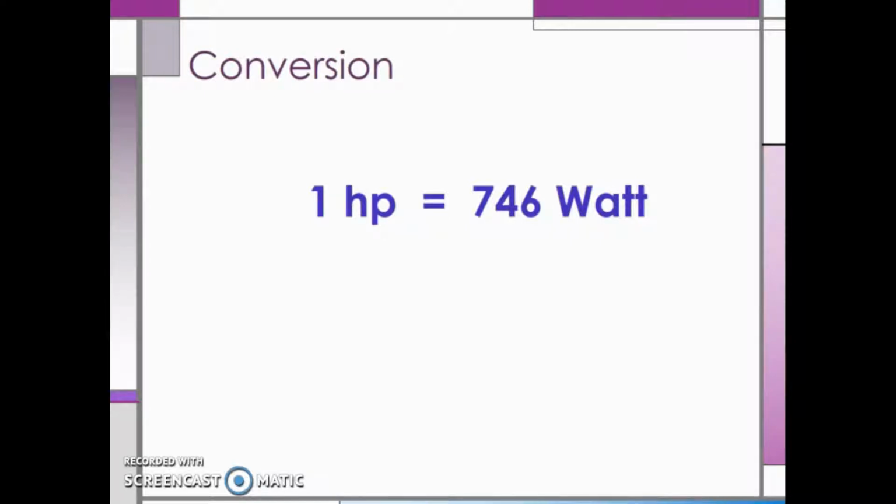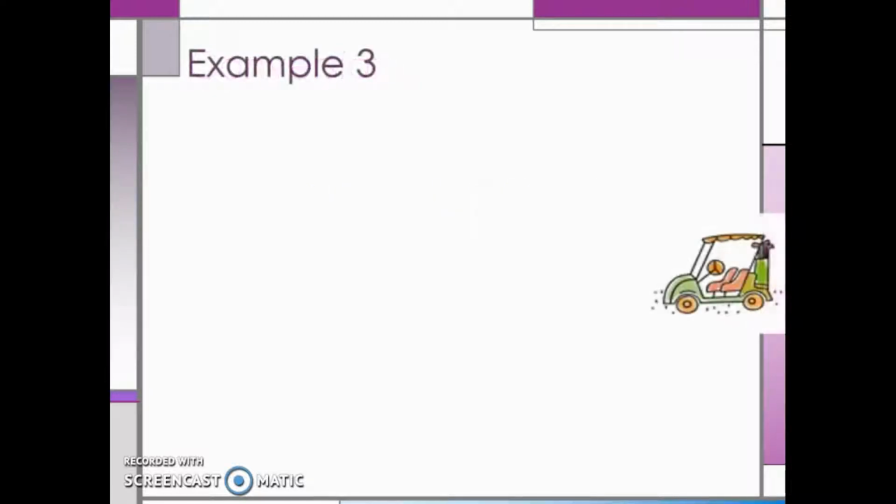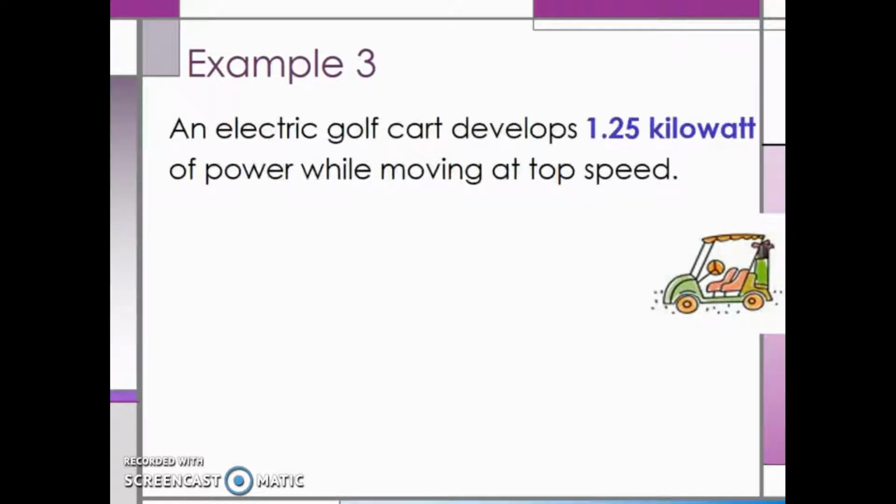Here's the conversion that we will use to convert between power in the English and metric systems. 1 horsepower is equal to 746 watts. In this example, we will need to convert our units. An electric golf cart develops 1.25 kilowatts of power while moving at top speed. We want to express this in horsepower.